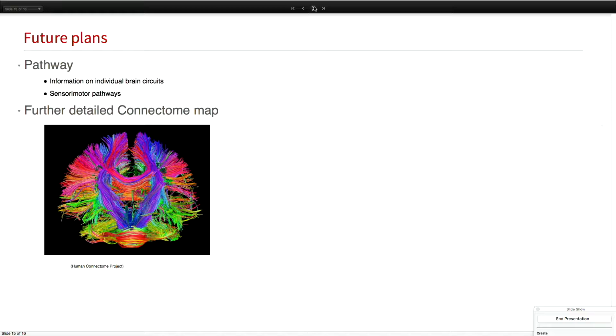So what's coming next? We are expecting to add more information about individual brain circuits and sensory motor pathways. And as you might have heard, there is an ongoing human connectome map project where they are looking at connectivities at the fiber level. So there is more to be discovered and data to be expanded in the near future. Also, we welcome any suggestions or requests for data addition in the computational neuroscience area. So that's all I have now. Thank you very much.